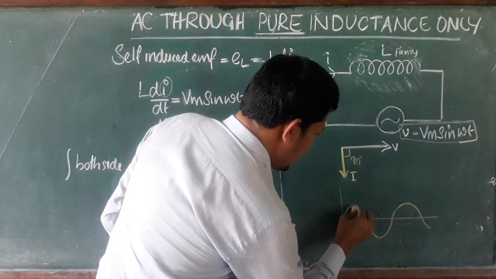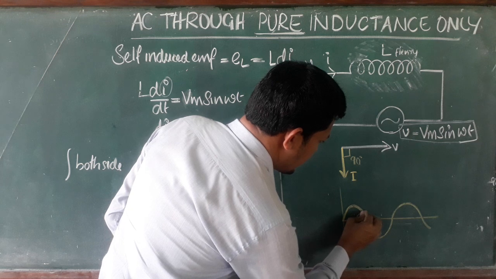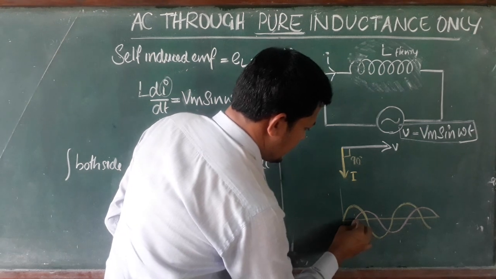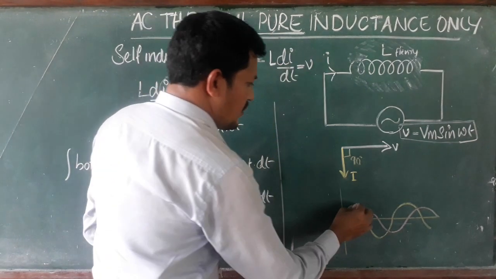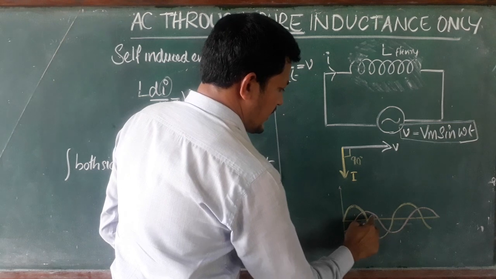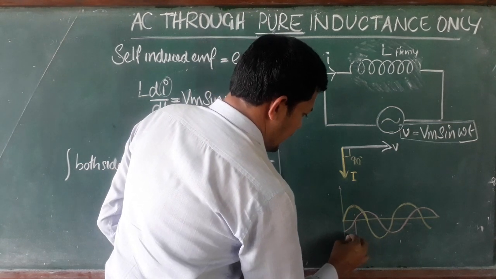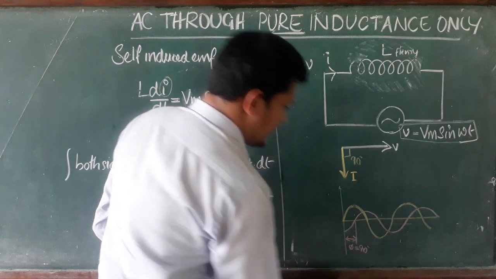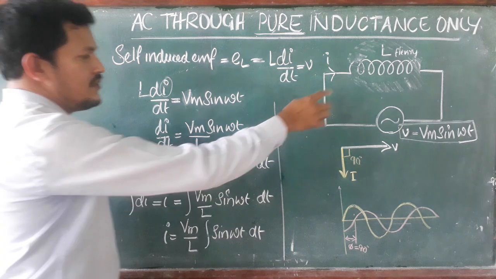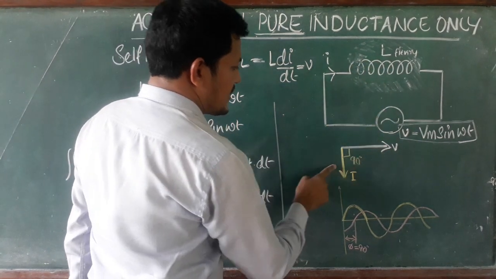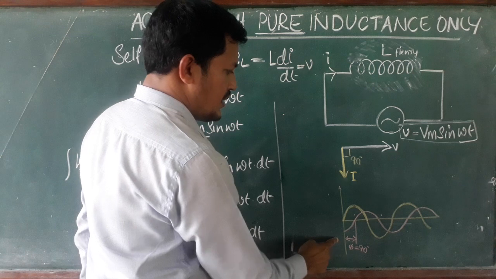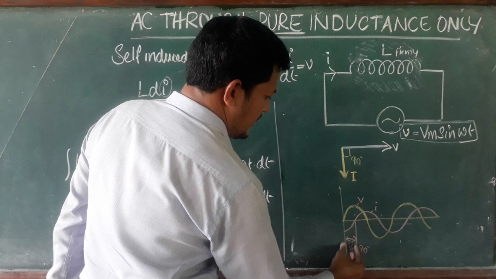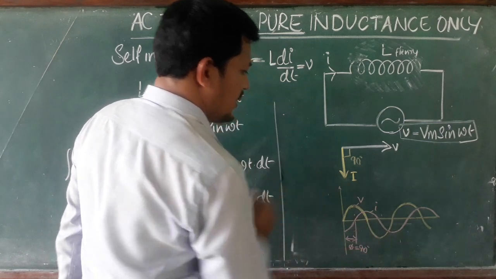So the current maximum happens at 90 degrees. So current is lagging by 90 degrees. It goes like this, and it is completed here. So this one is the voltage and current. Current is exactly lagging, the lagging angle phi equal to 90 degrees here. Clear? So this is the circuit diagram, phasor diagram, and waveforms. Here you can denote it's a voltage, it's a current. Current is exactly lagging voltage by 90 degrees.